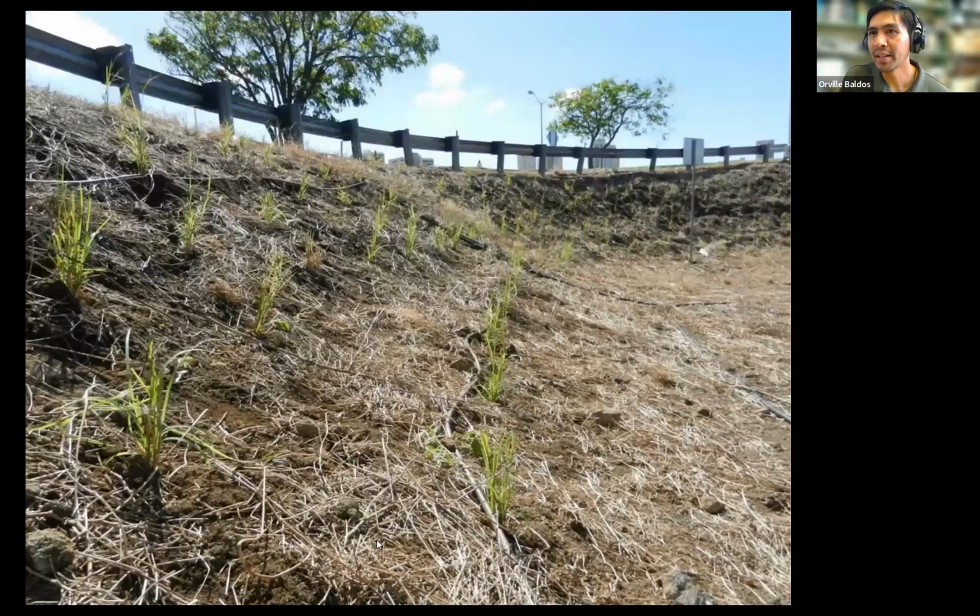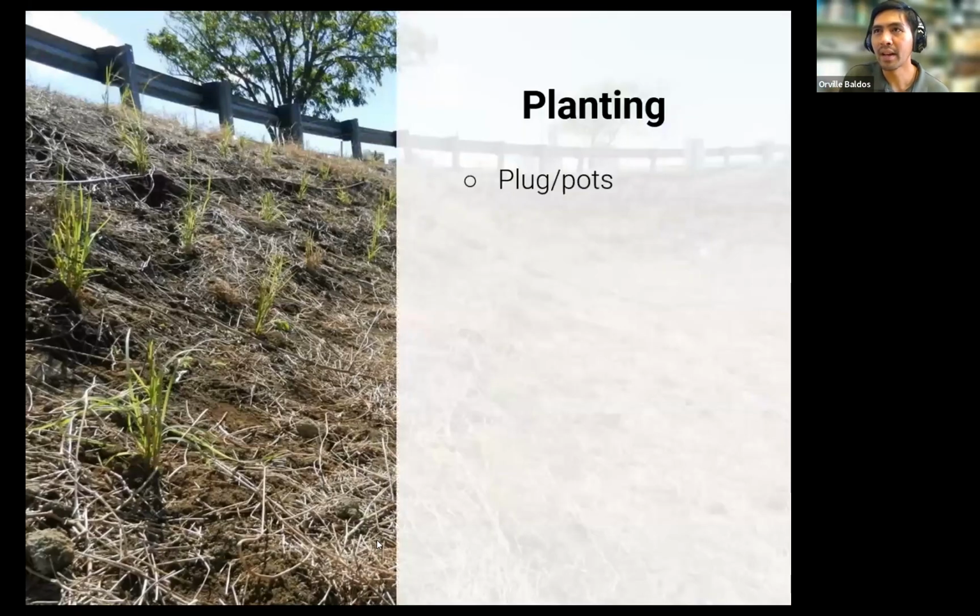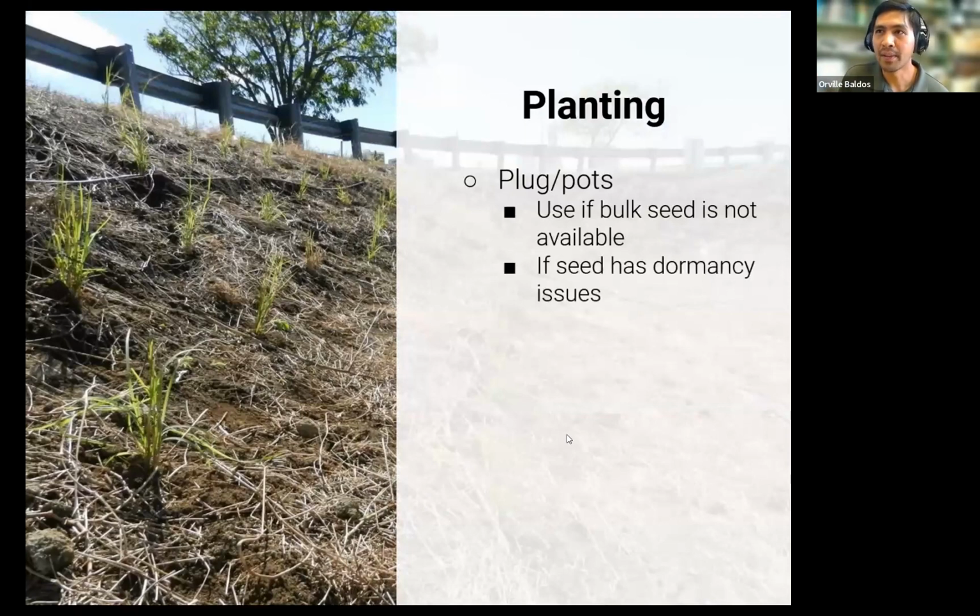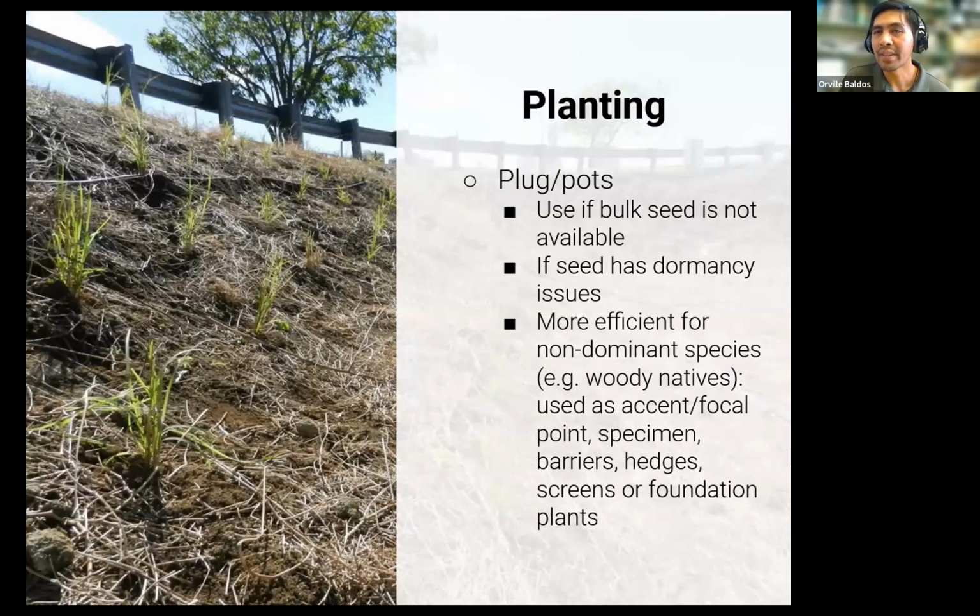Okay, so that's direct seeding. The next type of planting is using transplants from plugs or pots. This is a practical way of establishing natives if bulk seed is not available, if your seed has some issues on dormancy, and if you're establishing non-dominant species like trees or shrubs that can be used as accents, focal points, specimens. So things that are only used a few times in the landscape. This is probably the way to go rather than direct seeding.